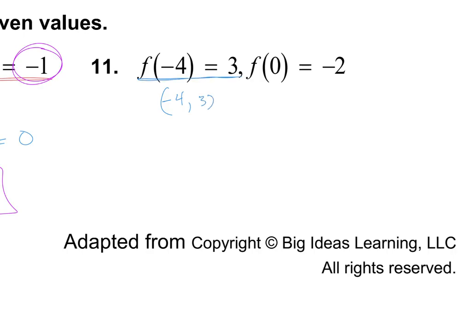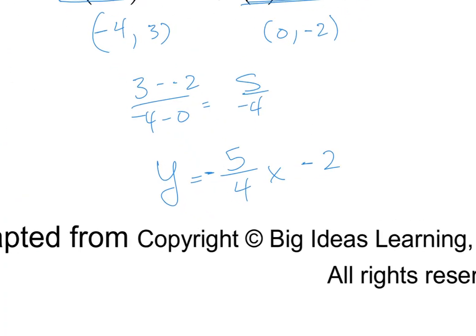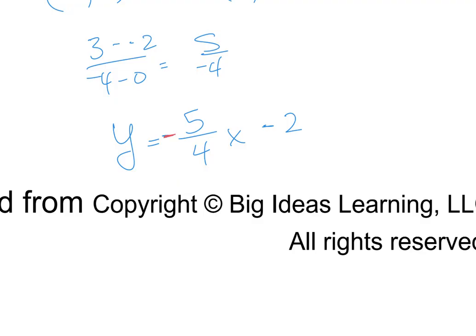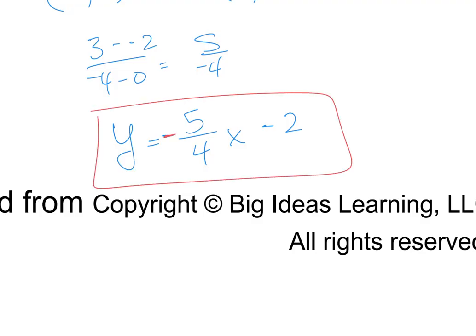Number 11, this is x is -4, y is 3. This one is x equals 0, y equals -2. y2 minus y1 over x2 minus x1. This is 5 over -4. Y equals -5/4 x minus 2.